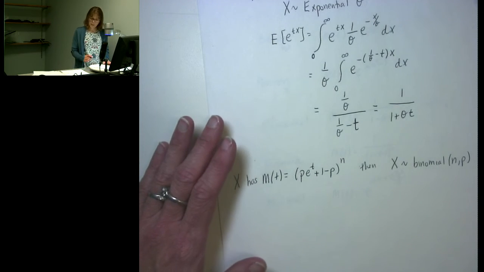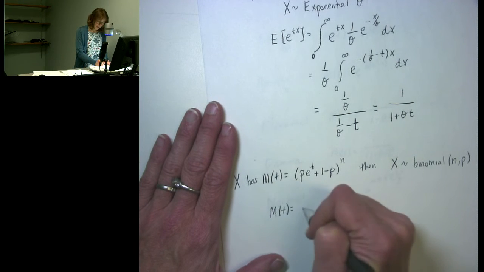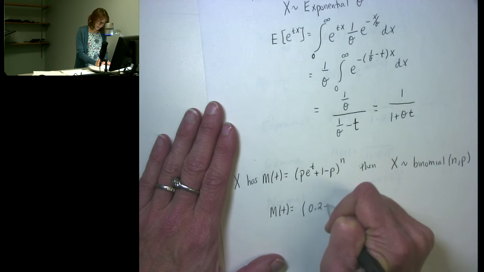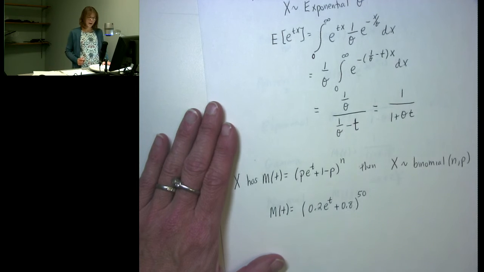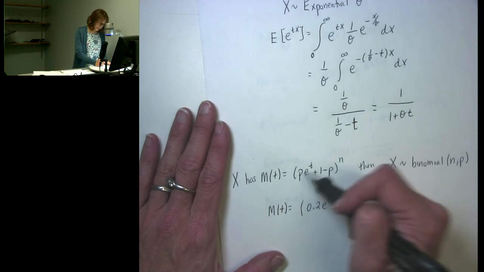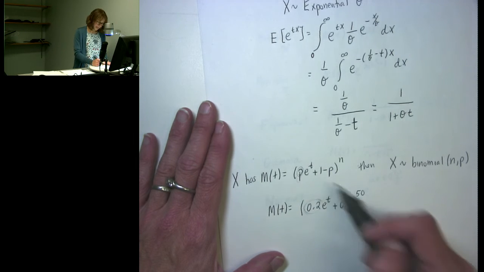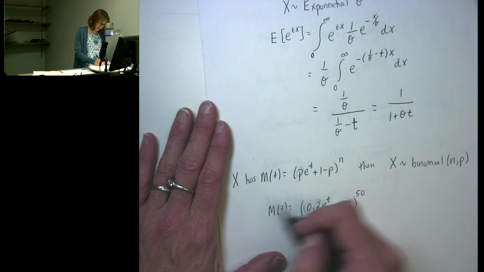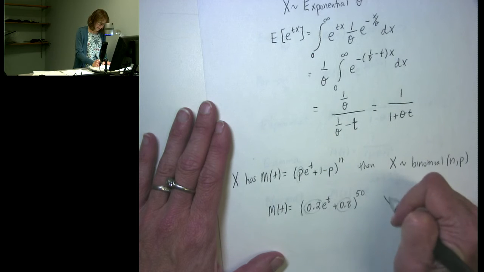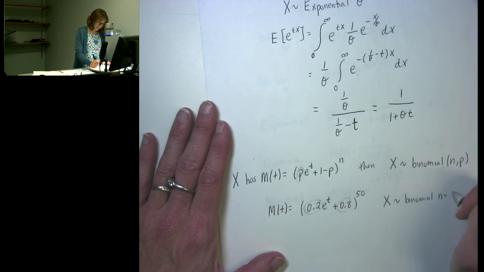So if the moment generating function, for instance, were m of t is equal to 0.2 times e to the t plus 0.8 raised to the 50th power, well, in this situation, 0.2 would be taking the place of p, 1 minus p would be 0.8, and n would be 50. So if x has this moment generating function, then x must be binomial with n equals 50 and p equals 0.2.